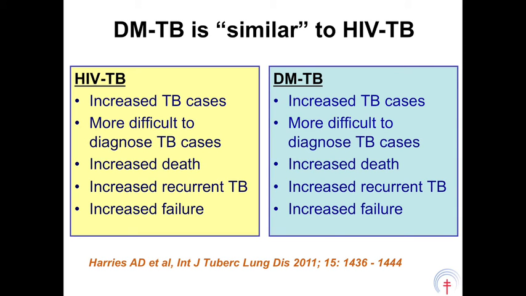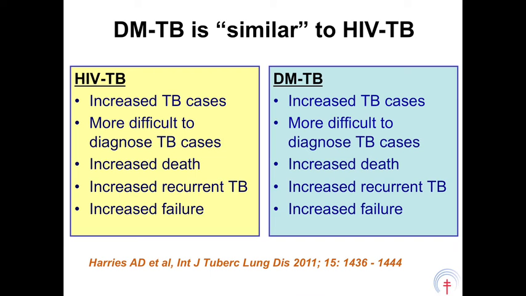I haven't shown you this data, but in those people with diabetes, you tend to get much more lower lobe involvement and more infiltrative disease, a little bit like you see with HIV. And of course, you get worse treatment outcomes, death, recurrence, and failure. With HIV TB, of course, you get a much, much stronger individual effect compared with diabetes.